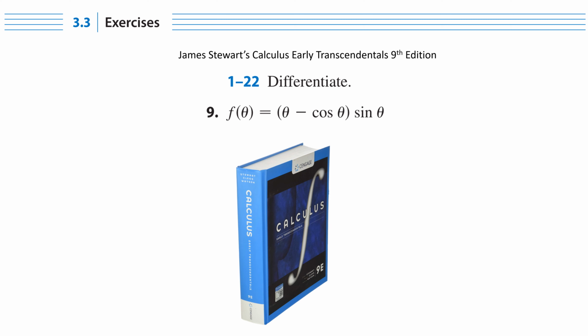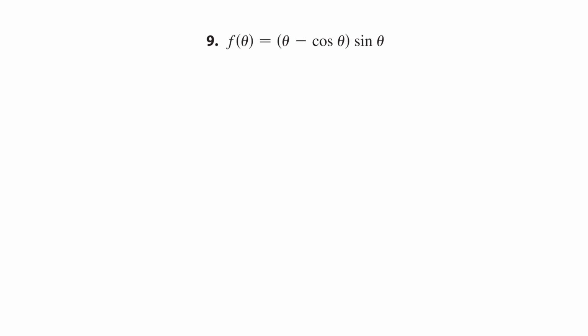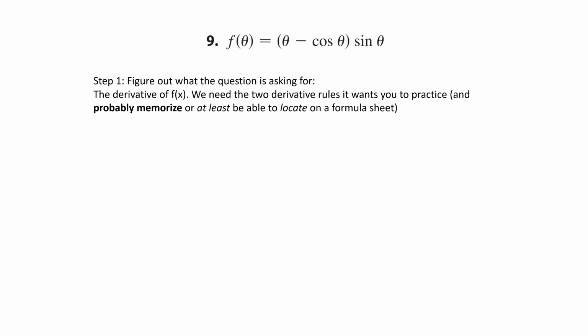We're doing question number 9 today, and the instructions say to differentiate, so let's jump right into it. With this question, basically you have to figure out what the question is asking you for, and it wants you to practice using your derivatives. There are two derivatives that we need to know. One is that the derivative of sine is simply cos, and the derivative of cos is negative sine. And finally, the derivative of theta, you treat it just like you would x, and it's just equal to 1.